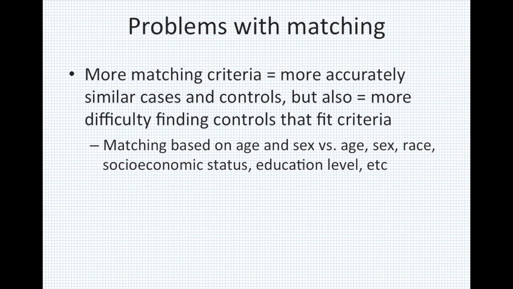However, it is more difficult to find controls that accurately fit criteria when there are more parameters on those controls. So it is more difficult to match based on age, sex, race, socioeconomic status, and education level than only matching on age and sex.